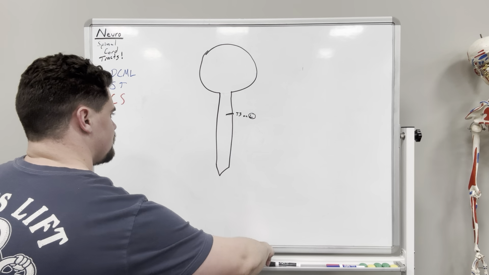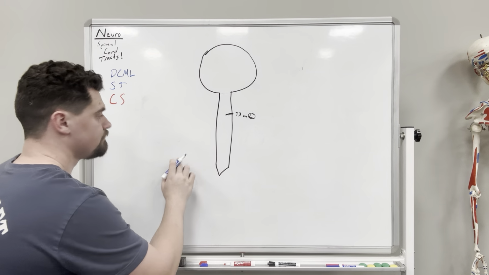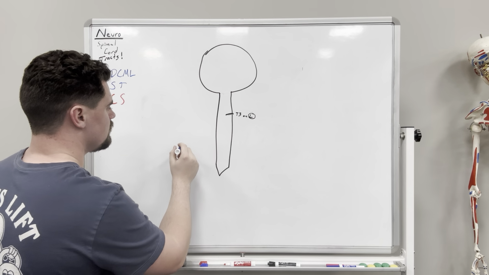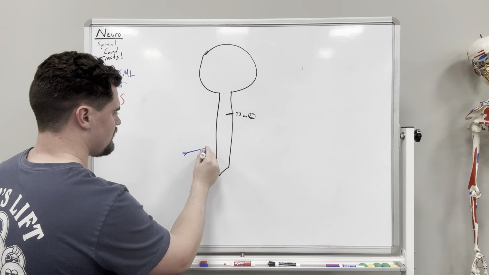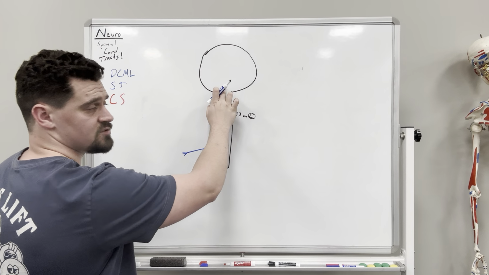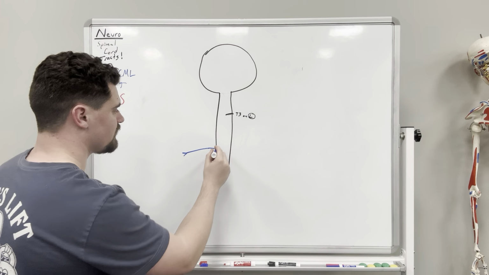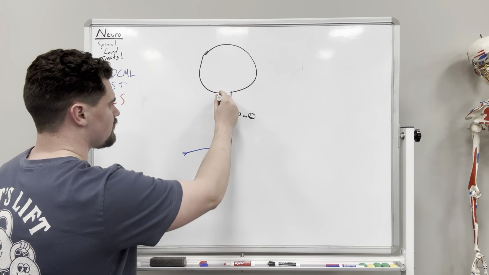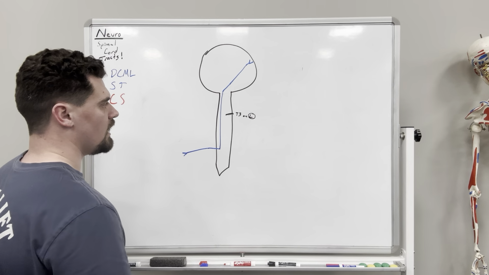Well, since we started with DCML, let's start with DCML. So DCML from the right, let's see what happens. It doesn't synapse until the second order neuron in the brainstem, and it doesn't cross until the brainstem. So it's just going to stay straight, cross, and then go to the brain there.